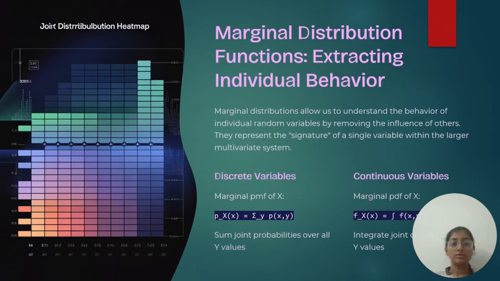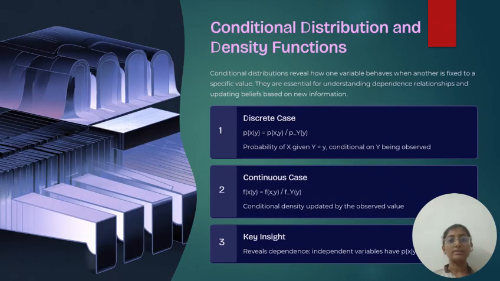It is useful for analyzing sections of large systems, focusing on variables of interest without needing the full joint behavior. Marginal distributions are fundamental tools in probability, statistics, and data science for reducing complexity and extracting actionable insights about specific variables within multivariate environments. Next, conditional distribution and density functions.